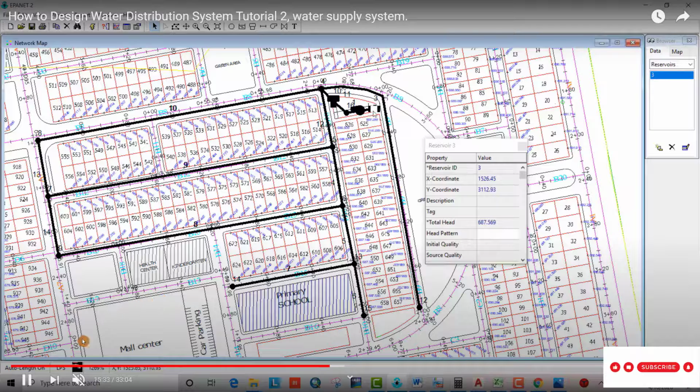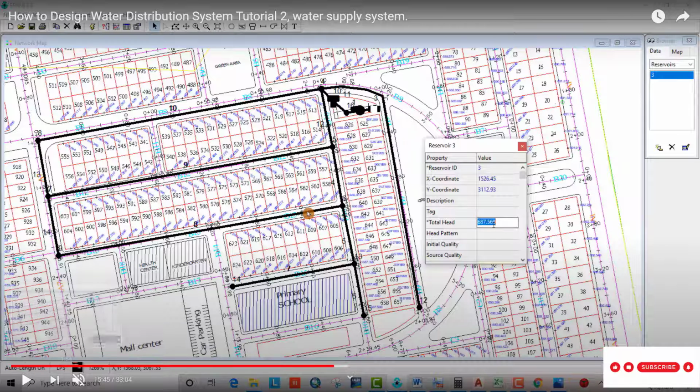Okay, the reservoir could be a lake, a river, or a well. If it is a river or lake, you can directly provide the ground level. But if it's a well, you have to provide the elevation of water inside the well.